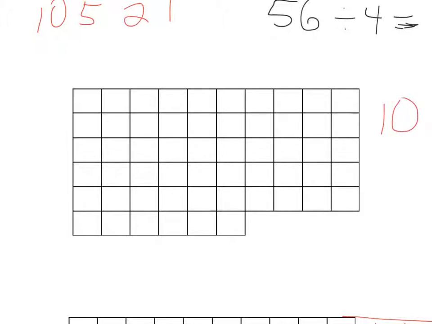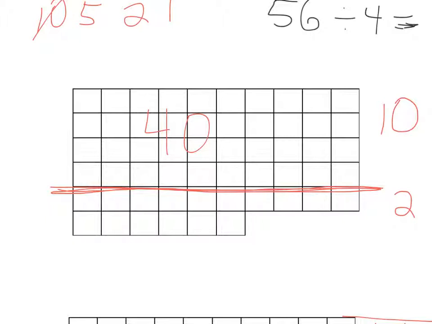So I'm going to record my friendly number on the side, 10. And I'm going to take that 40 away. Okay? So I took away 10 times 4. Now I have 16 remaining. Okay? So now I'm going to think, well, what friendly number could I use now? I've already used 10. Could I use 5? Well, 5 groups of 4 is 20. So no, I can't use 5 because I only have 16 left. So I'm going to try 2.